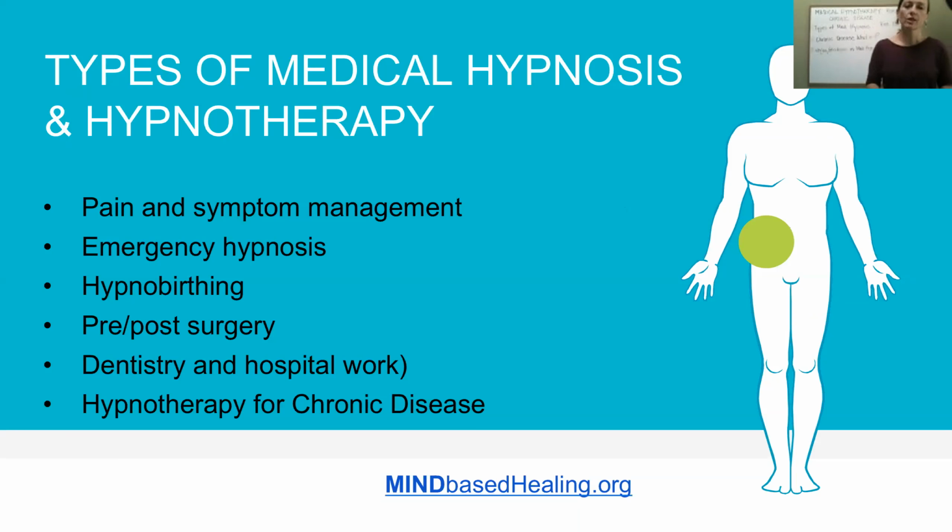So these are the types of medical hypnosis and hypnotherapy, the main groups that are out there. You have hypnotherapists that very much specialize in pain management and symptom management. There are hypnotherapists that work a lot in emergency rooms for emergency hypnosis to stop bleeding, to keep a person from getting into shock, to keep a person relaxed. Any kind of intervention in the emergency room, for example, needles, to help in that case and to reduce pain immediately. We also have in medical hypnosis, hypnobirthing.